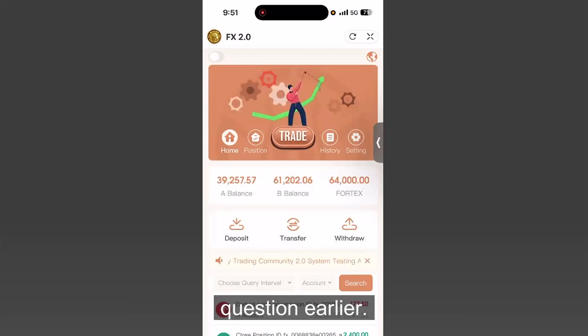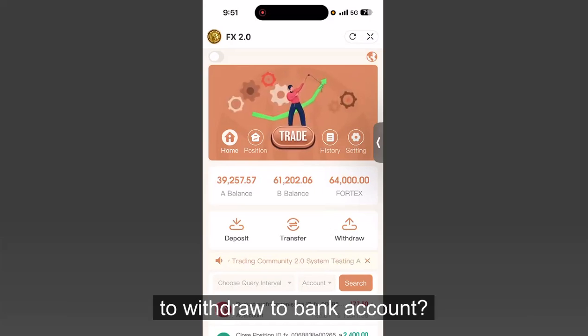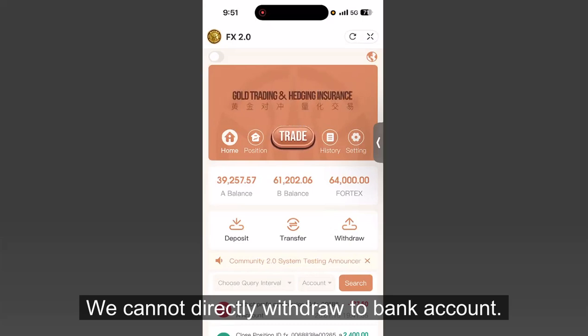Okay, before I move on, there was a question earlier. Yeah, go ahead. All right, so Hong Yen Wong actually asked how to withdraw to a bank account. We cannot directly withdraw to a bank account.